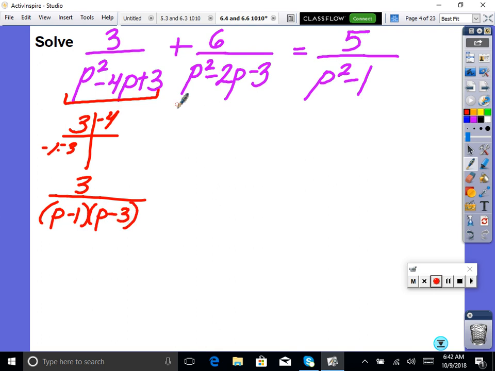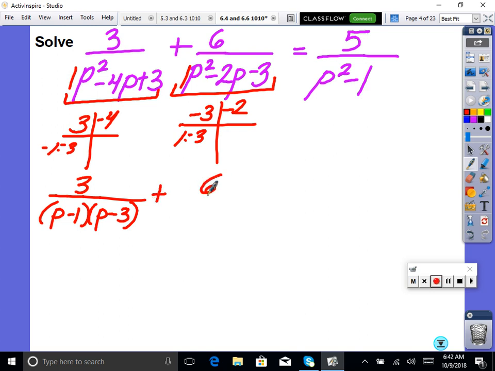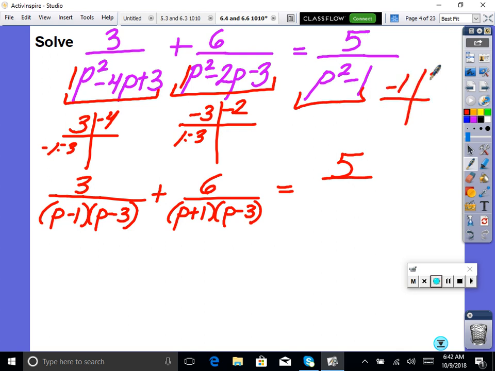Moving on to the next one. You'd say what multiplies to be negative 3 and adds up to be negative 2? 1 times 3, negative 3. I can quick factor. So I have a plus sign, then I have a 6, and then that's over P plus 1, P minus 3. Then we have an equal sign. We have a 5. And then this is a quadratic. It multiplies to be negative 1 and adds up to be 0. 1 times negative 1. I can quick factor. So I have P plus 1, P minus 1.